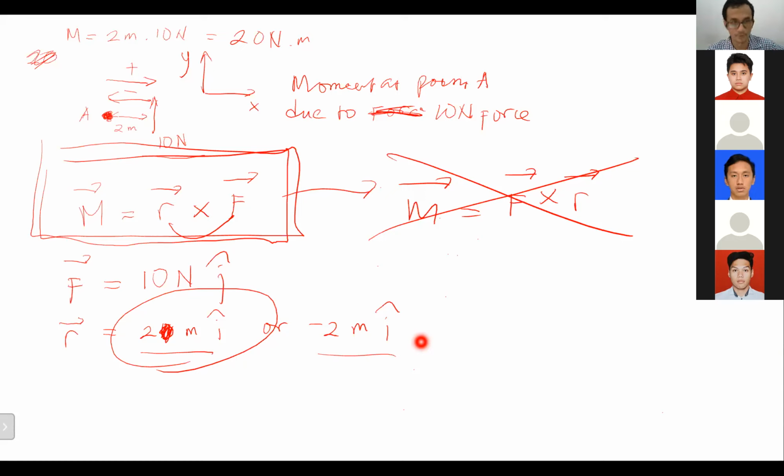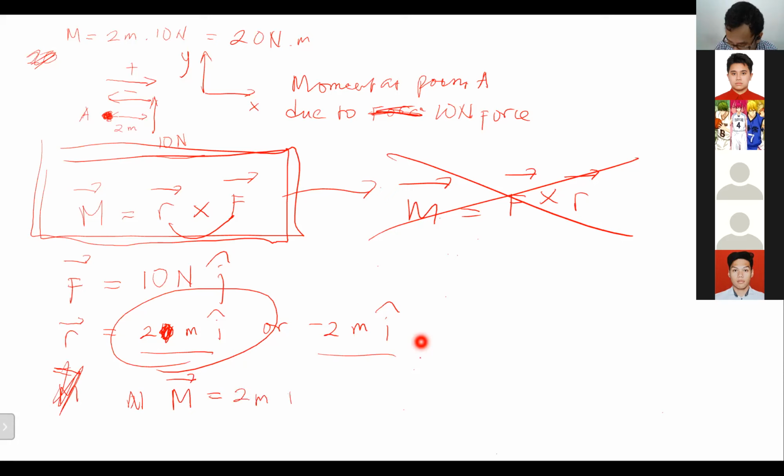Yes, sir. So if we calculate it here, this one is M, which is equal to R cross F. R here is 2 meters i, and F here is 10 Newton j. So the result is supposed to be 2i cross 10j. What is the result there? Do you still remember the cross product?